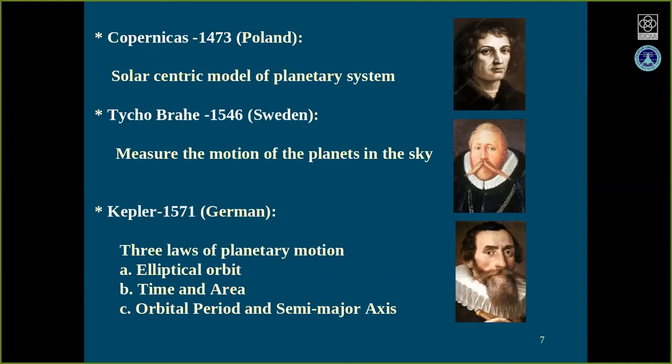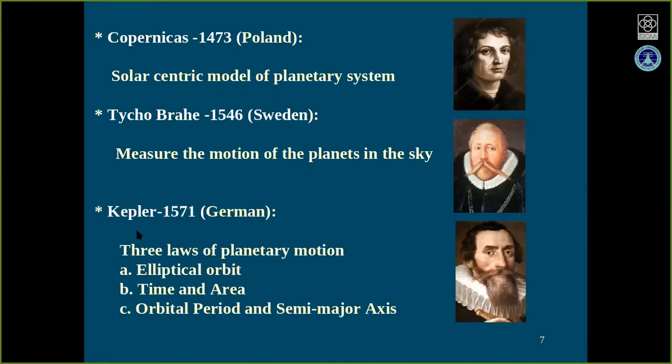And this Kepler, 1571, he was a German fellow. Kepler was the student of Tycho Brahe. So when Tycho Brahe died, Kepler got Tycho Brahe's notebook, where all the positions of stars were kept, right? Then Kepler went through the notebook, and he spent at least 2-3 years studying the different positions of the planets in our solar system.